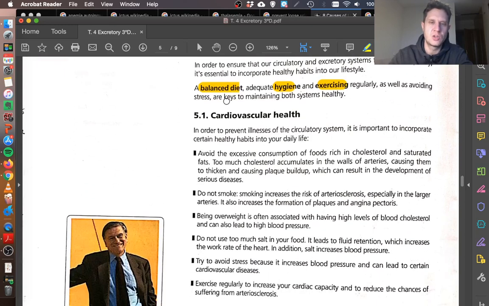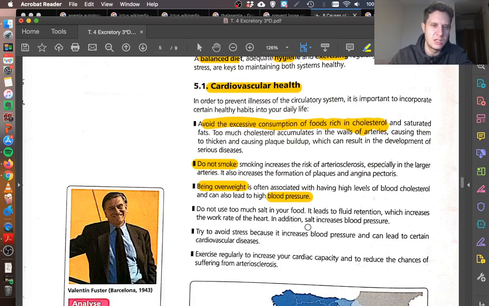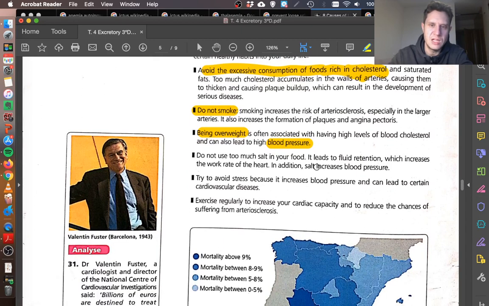Yeah. So cardiovascular health, yes, avoiding excessive consumption of foods rich in cholesterol. Okay. Do not smoke. So being overweight is associated with blood pressure, which is not very good. Cholesterol. It leads to fluid retention. We don't want to eat with a lot of salt. Avoid stress and exercise regularly.